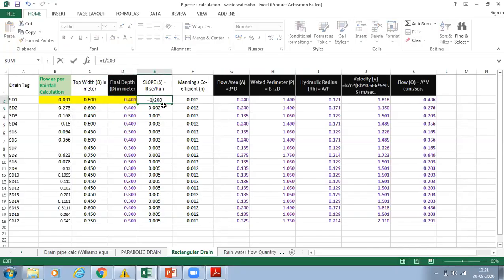Slope I consider 1:200. You can also change it to 1:300, and then the velocity also will change. If I change to 1:500 slope, the velocity also changes, 1.15. Flow rate is also changing. So like that.